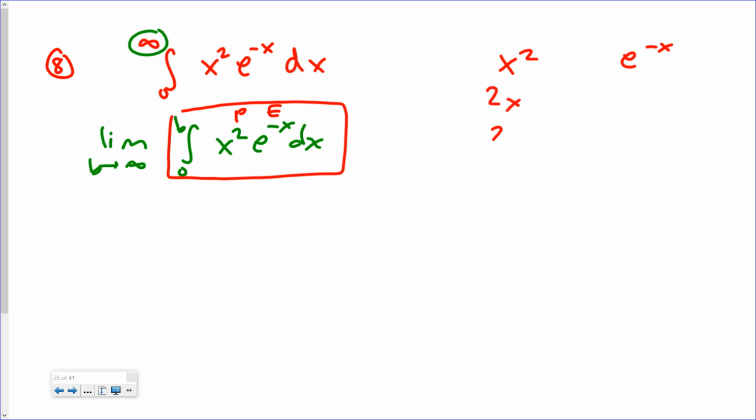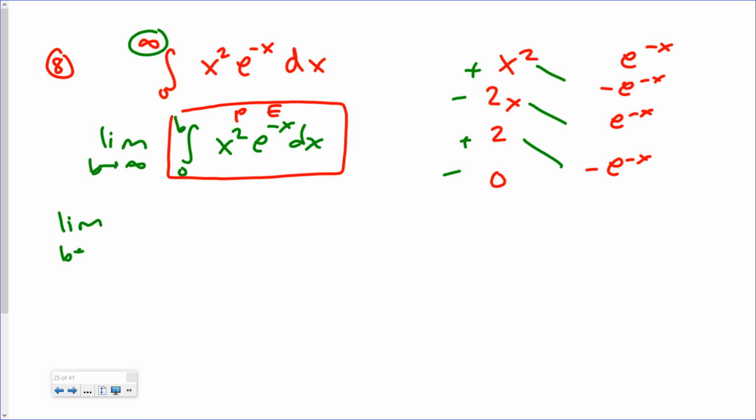So x squared on the left, e to the negative x on the right. Take the derivative on the left till you get to 0. On the right, take the integral: e to the negative x divided by negative 1. Then you divide by negative 1 again. Then it's plus, minus, plus, with the diagonal arrows. So this answer is the limit as b goes to infinity of x squared e to the negative x plus 2x e to the negative x minus 2e to the negative x.